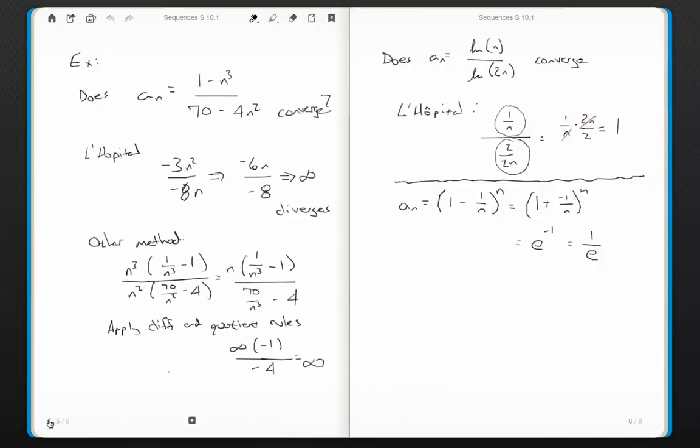How about this one? Does a sub n equal n factorial, so we know factorials grow pretty fast, over 2 to the n times 3 to the n? What about that one? Well, 2 to the n times 3 to the n, that seems kind of silly to me. So let's write that as n factorial over 6 to the n. Does that look like anything else? So we have n factorial over 6 to the n. So we've got to go back down here, take a look at our rules.